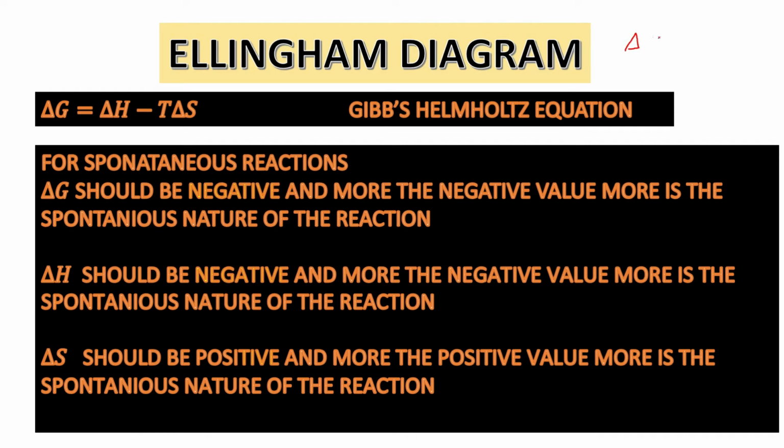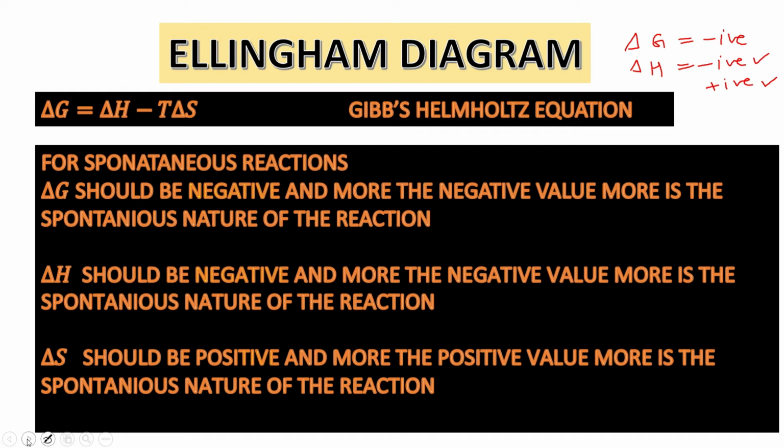Your delta G must be negative, and delta H should be negative, but it may be positive also. But in order to decide the spontaneity on the basis of the sign of delta H, we have to consider the sign of delta S as well as the temperature. I'll discuss these things in a little while. Please stay with the lecture.